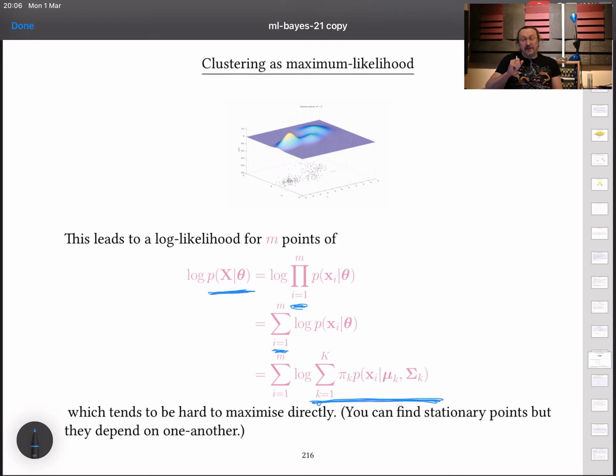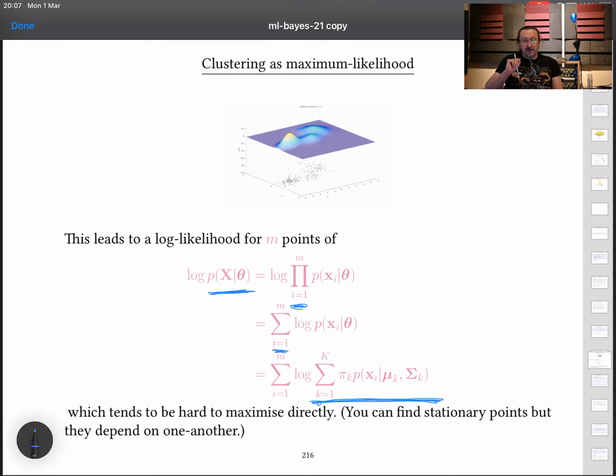Now, having written down the log likelihood here, which is the thing we want to maximize, we immediately come across a problem, which I'm not going to work through in detail. So you can try working this out yourself directly, or you can take my word for it. This you can't maximize directly. If you try and differentiate this expression, set it to 0, and solve for the pi's, the mu's, and the sigmas, you'll find you can find stationary points, but they depend on each other, and that makes things very tricky. So we can't really get a closed form solution for maximum likelihood in this case.